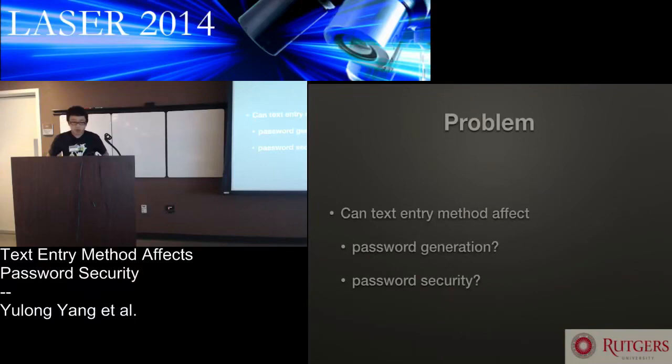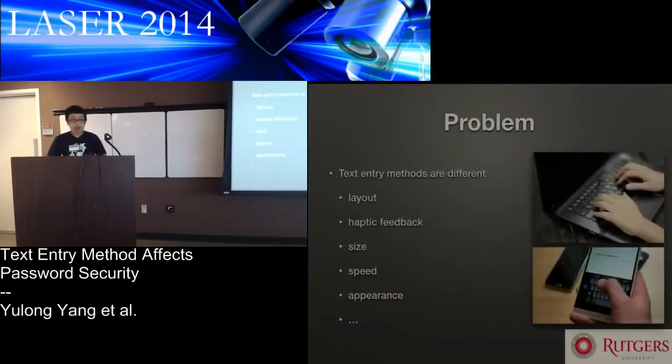Now our research problem is pretty straightforward. Can text-centric method affect password generation process and therefore affect the password security? A text-centric method could consist of both physical part and software part of an input device when you enter the text. So physical part could be the keyboards, the key size, and the haptic feedback. And for the software part, it could be the appearance of the text-centric method or the layout of the method.